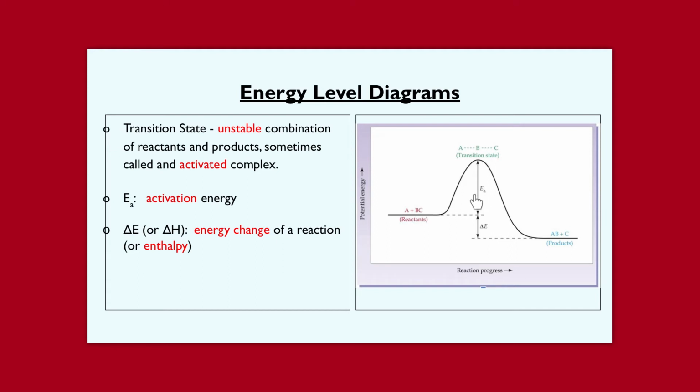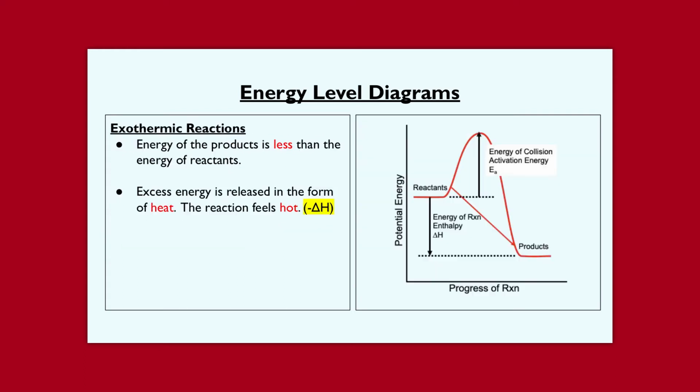It's denoted by this capital E with a subscript A. And the difference in energy between the reactants and the products right here is considered the enthalpy, or energy change, and it's often depicted by a delta H or sometimes a delta E.